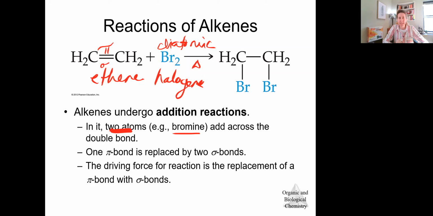One pi bond is therefore replaced by two new sigma bonds. The original sigma bond between the carbon atoms will stay, but the pi bond is broken and makes way for two new sigma bonds onto those adjacent carbon atoms that were involved in the pi bond, and you'll have new atoms adding onto those carbons, and that we call addition.